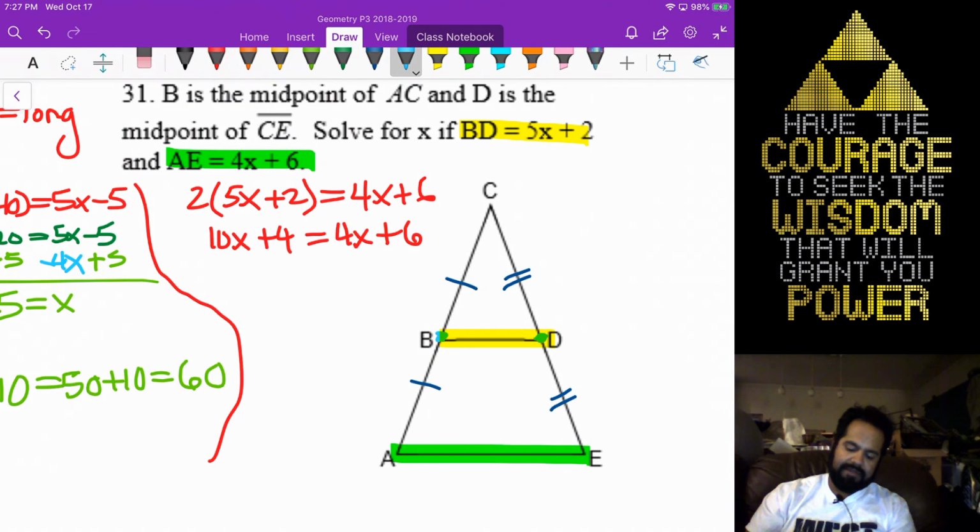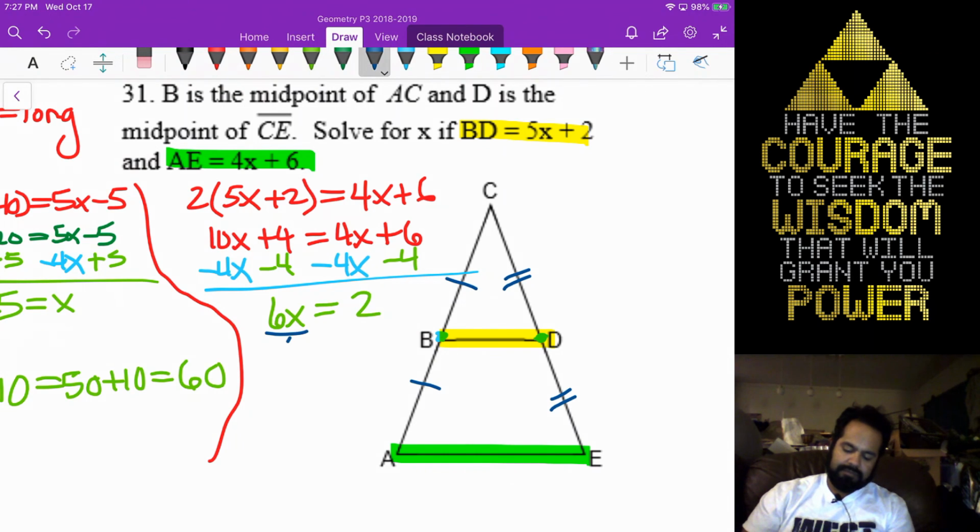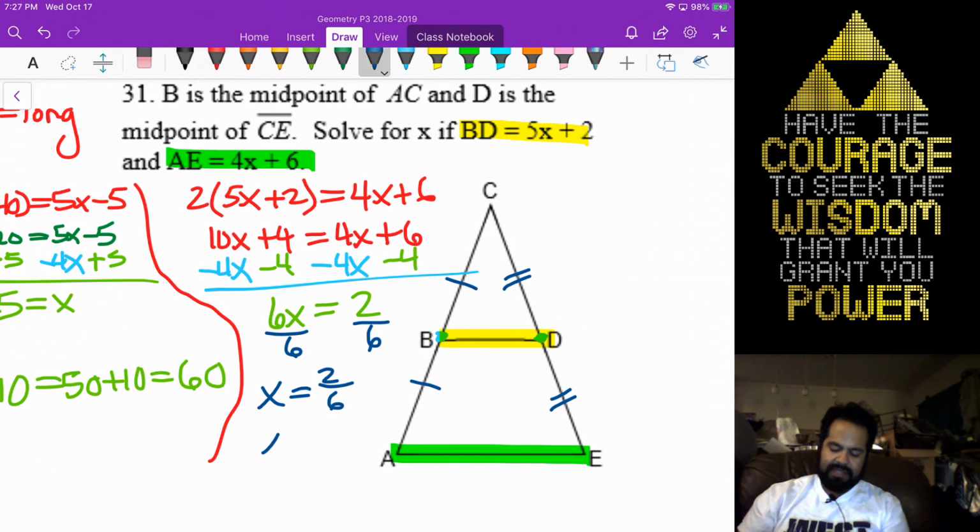So let's see here. If I take away 4x, and then I go ahead and subtract 4. Let me just make sure I copied that down correct. Yep. So then we have 6x equals 2. X equals 2 over 6. But wait, we got to reduce that fraction. So x equals 1/3.